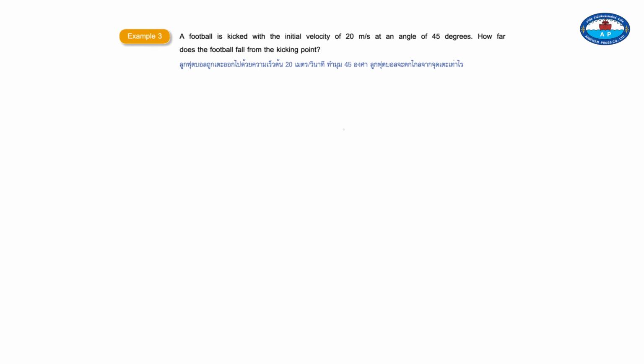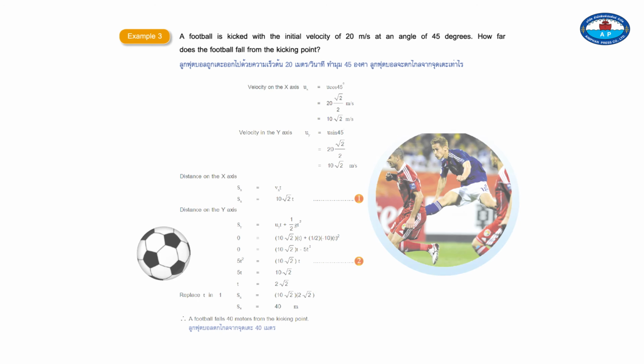Example 3. A football is kicked with the initial velocity of 20 meters per second at an angle of 45 degrees. How far does the football fall from the kicking point? A football falls 40 meters from the kicking point.